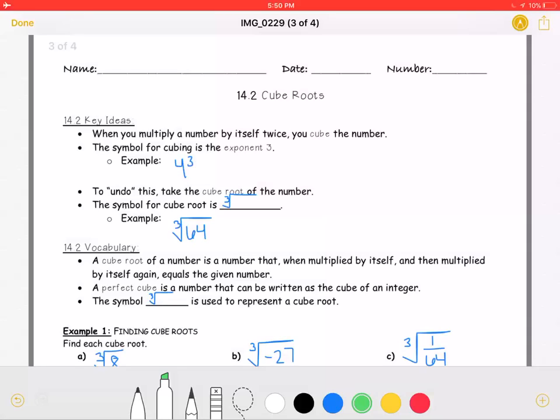Hi group. Last lesson of chapter 14. We only had 2 lessons here. So we talked about square roots. Now we're going to talk about cube roots.